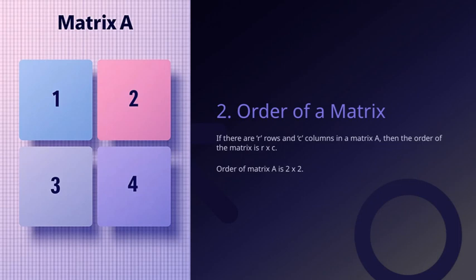Today, let's look at the order of a matrix, starting with an example. The order of matrix A is 2x2, which means it has 2 rows and 2 columns. Now, in general, when we talk about the order of any matrix, if there are R rows and C columns, then we write the order as R by C. So, for any matrix, knowing the number of rows and columns helps us understand its size and structure.